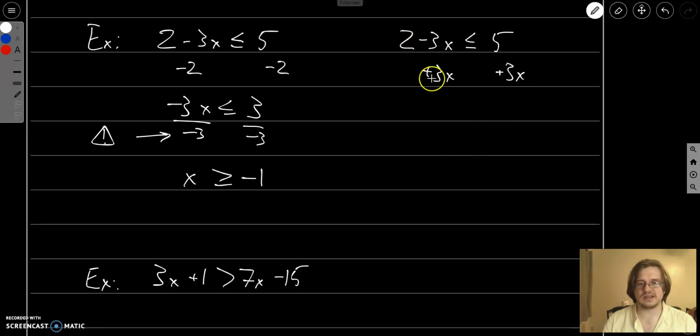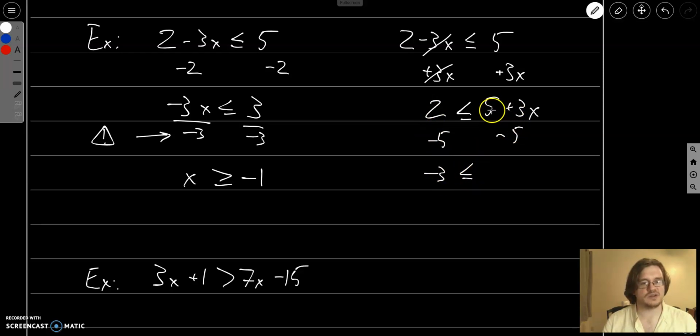Well, 2 minus 3x plus 3x, these guys cancel, and I'm just left with 2 is less than or equal to 5 plus 3x. Now I don't have to divide by that negative 3 anymore, because it's a positive 3. So I will subtract 5 from both sides. 2 minus 5 is negative 3, is less than or equal to the 5 and negative 5 will cancel out to give me just 3x. And I can divide both sides by 3 to get negative 1 is less than or equal to x.